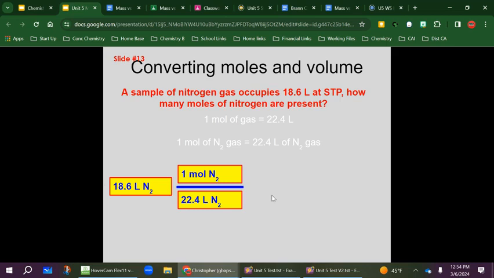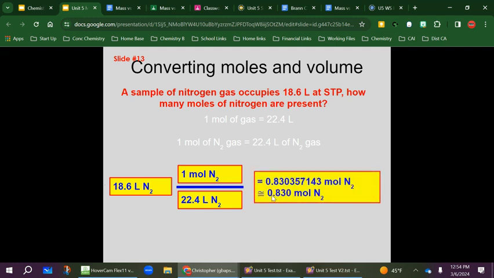Since this is smaller than 22.4, it means we have less than 1 mole here. Our number is going to come out to be a decimal. That is absolutely fine. This is the number that I get out of the calculator. Again, 3 sig figs in this number. So I stop this at the 3rd sig fig, the 0. The number after it is a 3, so I'm going to leave it. Questions?